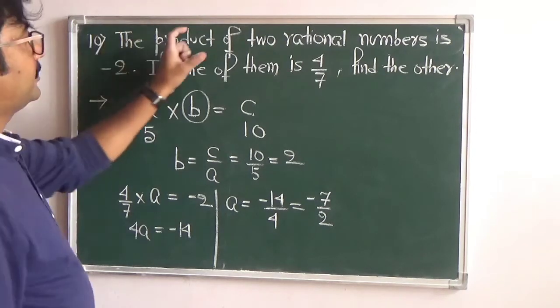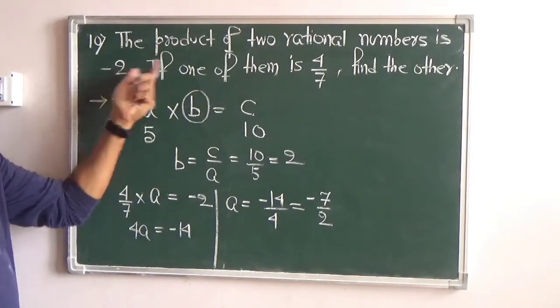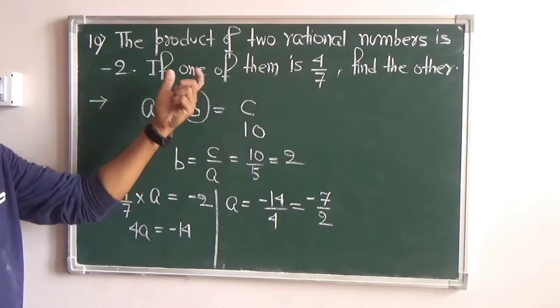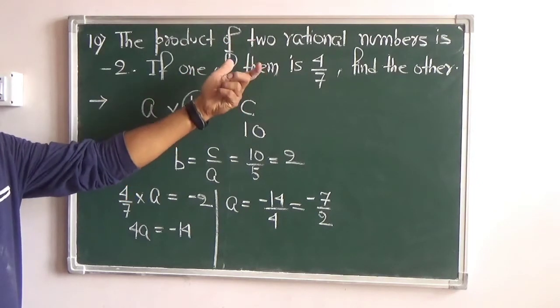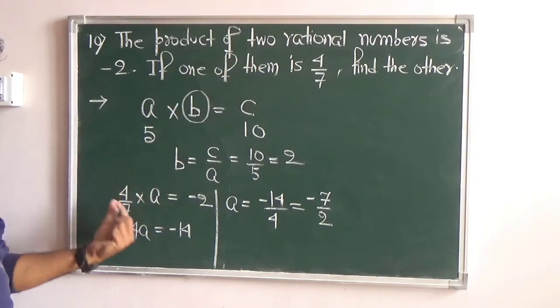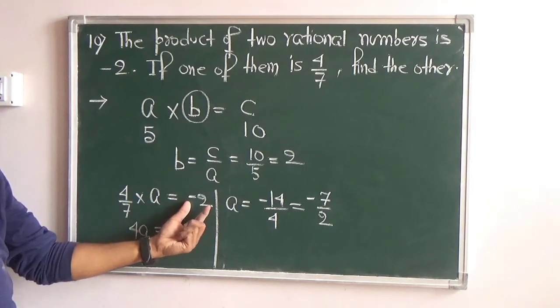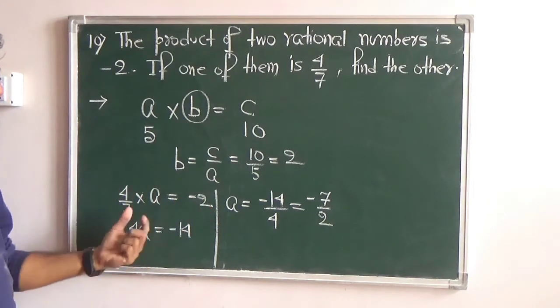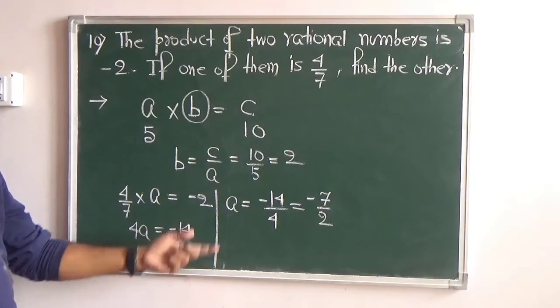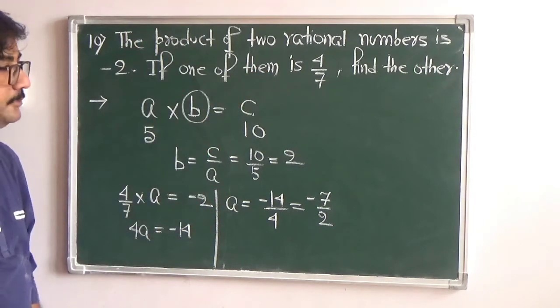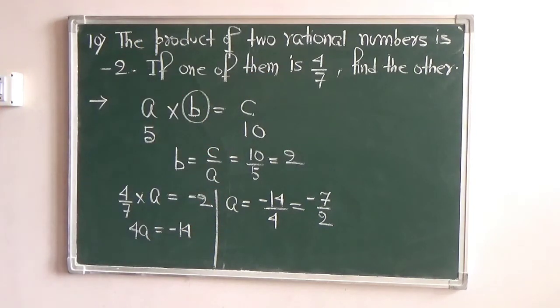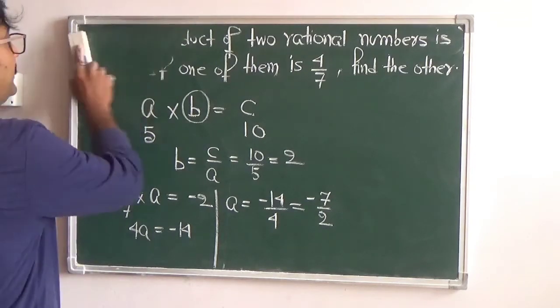So if the product of two rational numbers is minus 2 and one of them is 4 by 7, the one number is 4 by 7, and the other number which is unknown, we can take it as A. So the product of the two gives us the final result minus 2. So after putting this, solve for the value of A, which will be the desired output. So in this case, the other number is minus 7 by 2. Now moving on to the next question.